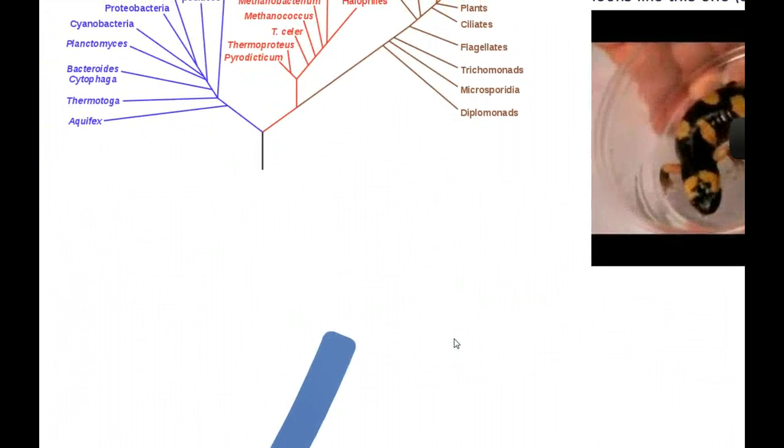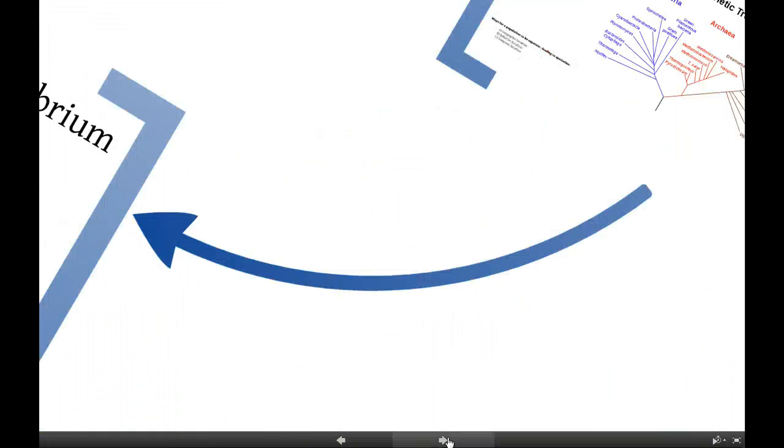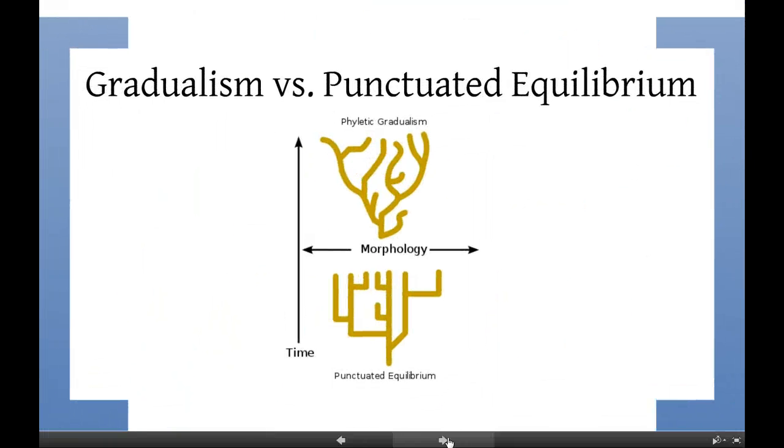Okay? Let me see if that's it. Oh, no, sorry. Gradualism versus punctuated equilibrium. This is the last bit of notes that we're going to talk about in this unit, I believe.